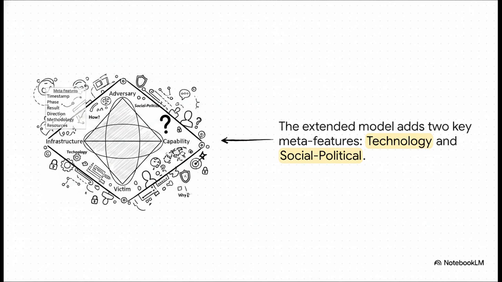But wait, there's more. We can get even deeper by extending the diamond. The model has 2 extra features. The technology link, which connects capability and infrastructure, answers how did they do it? And the social-political link between the adversary and the victim, that answers the all-important why. Why us? Why now? Understanding that why is absolutely critical for predicting future attacks and really beefing up your defenses.